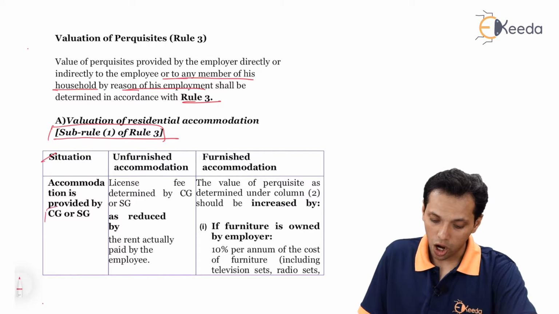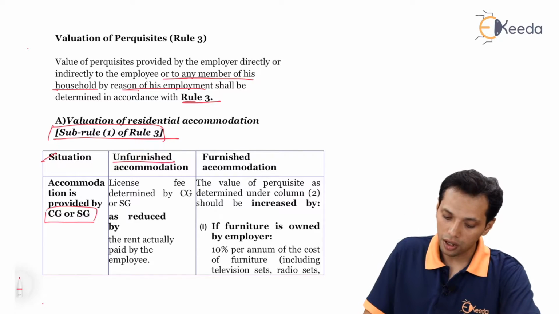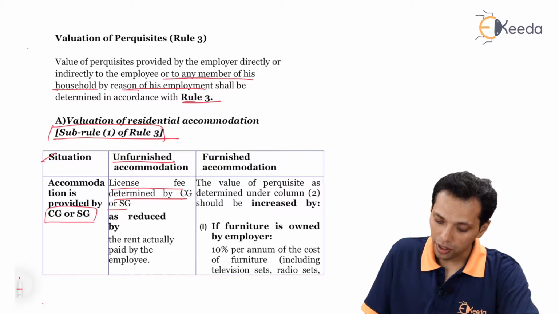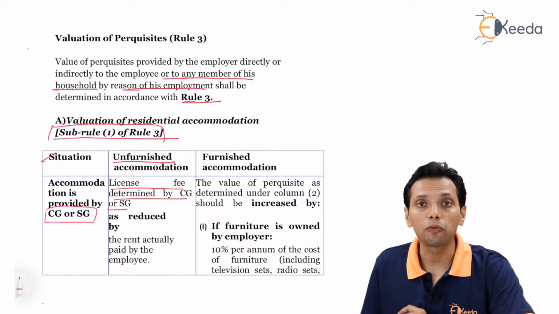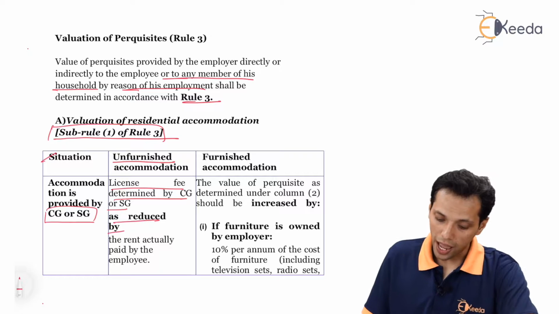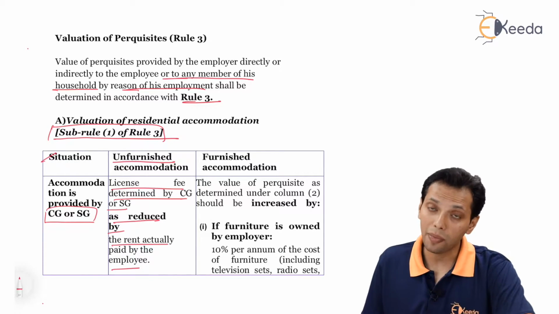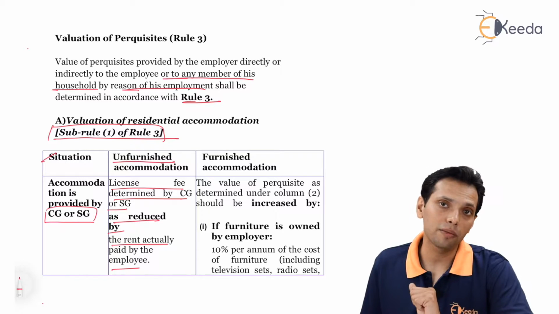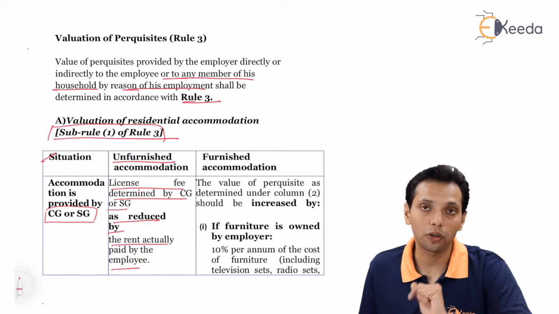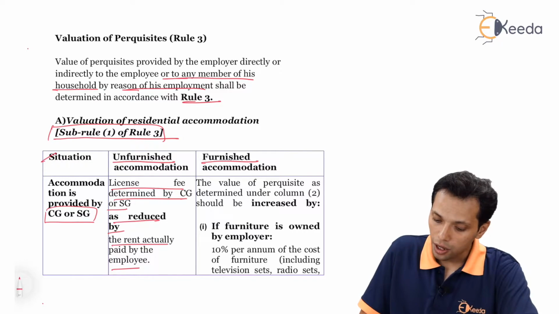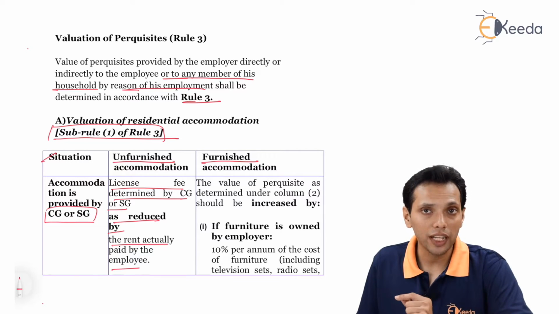Situation 1, accommodation is provided by central government or state government. In case of unfurnished accommodation, license fee determined by CG or SG would be the perquisite value as reduced by the rent actually paid by the employee. Any rent paid by the employee won't be considered as perquisite and it will be reduced from the license fee. Furnished accommodation, additional value will be added to the license fee.